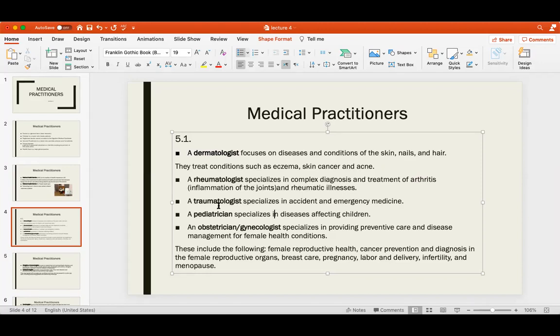Traumatologist. A traumatologist specializes in accident and emergency medicine. Trauma here, what is the meaning of the word trauma? Trauma means shock. So a traumatologist specializes in accidents and emergency medicine. A pediatrician specializes in diseases affecting children.